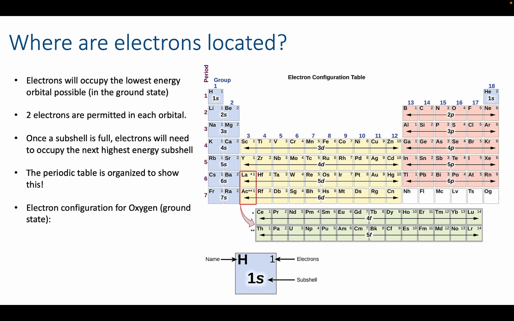Okay, if we have oxygen in its ground state, which is to say all the electrons in the ground state, which is most of the time what we're going to look at, we'd say, well, it's got 8 electrons. The first 2 go into 1s. That would be kind of where hydrogen and helium are. That's where the first 2 electrons go. So 1s2. The next 2 electrons go into where lithium and beryllium are.